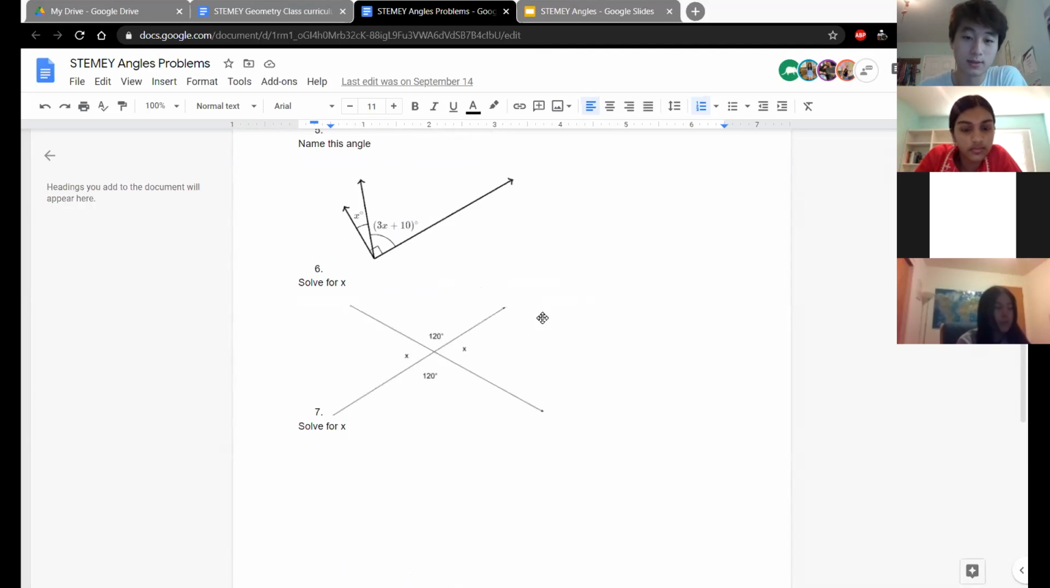Okay, for number 7, solve for x. Nice. Yeah, there's 2 ways to do this one. Either you can do 180 degrees in a straight line or 360 degrees in a circle, whichever one you prefer.